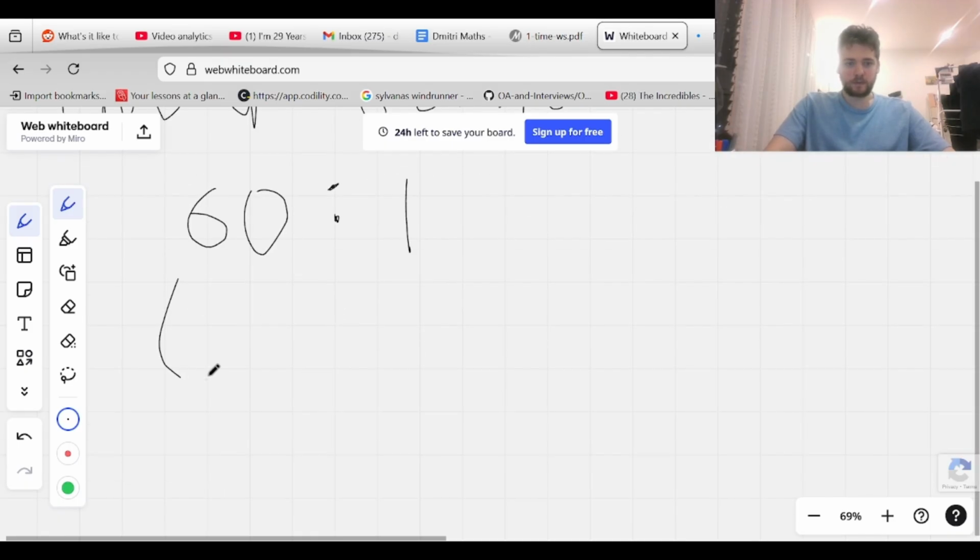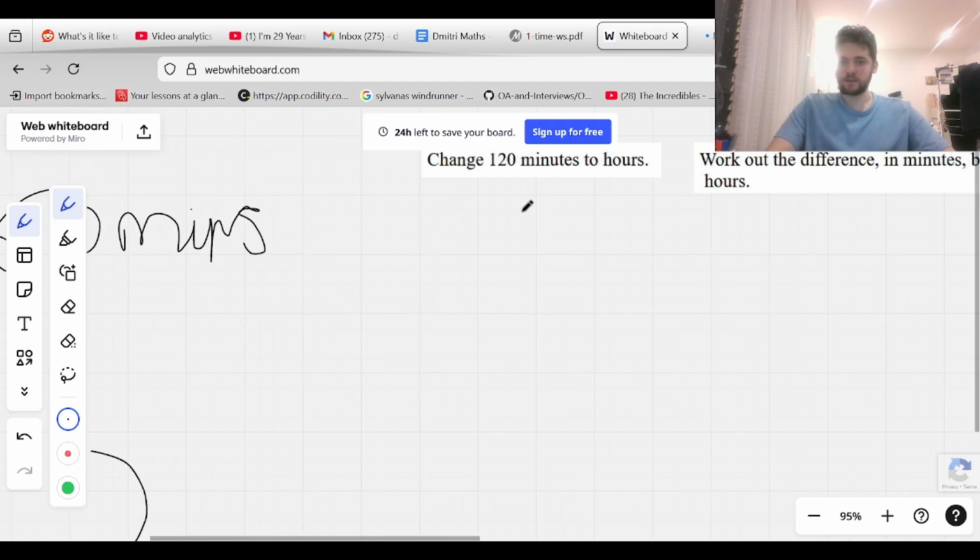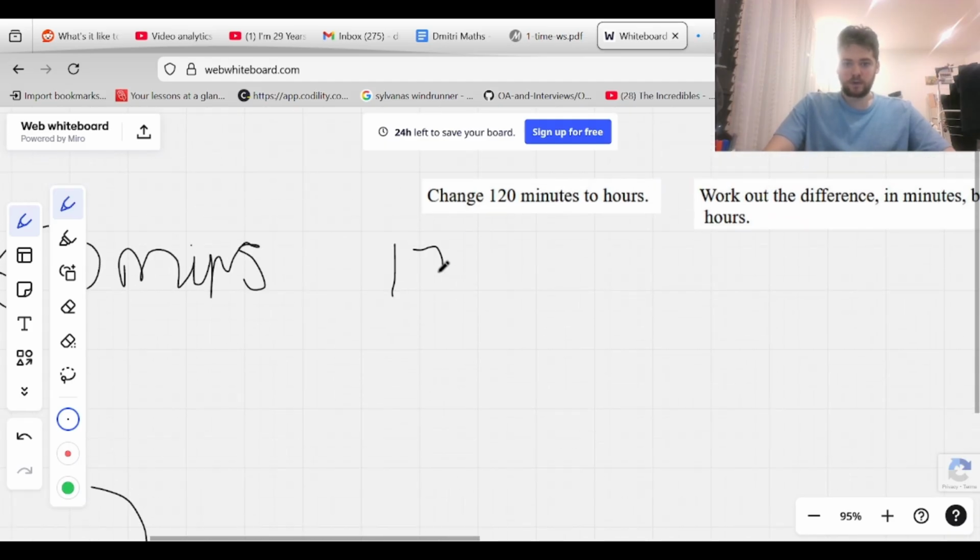Okay, so if we double the amount of minutes, the amount of hours is also going to get doubled, which gives us 2 hours. Another way is you simply divide 120 by 60. Why? Because you are trying to work out how many 60 minutes, how many hours go into 120 minutes.